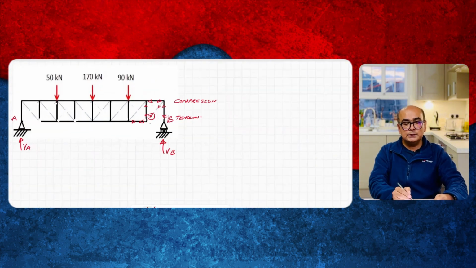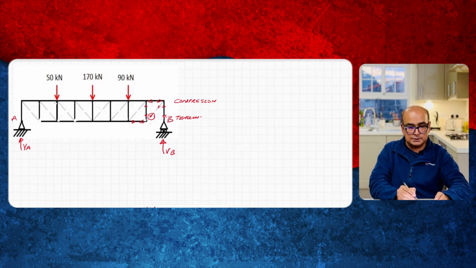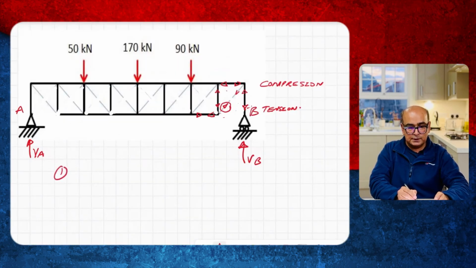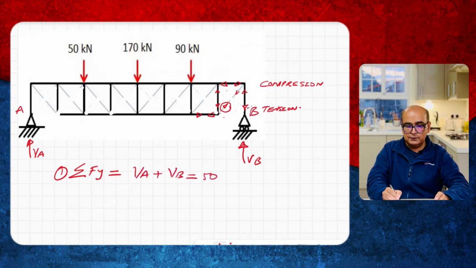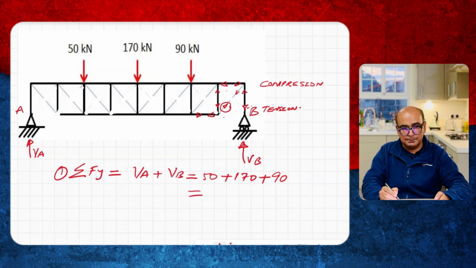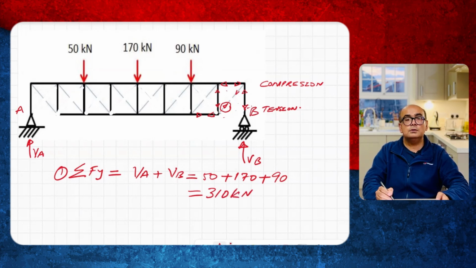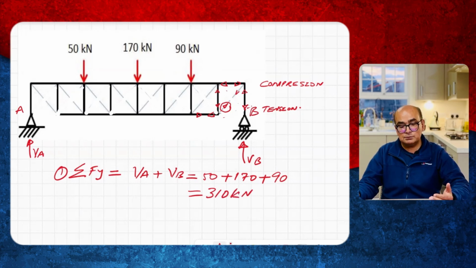So here I will say summation of vertical forces equal to 0 first. So the first thing is summation of Fy equal to 0. We have Va plus Vb, that is equal to 50 plus 170 plus 90, and if I sum this up, it will give me 310 kilonewton. That is summation of all loads here. Summation of horizontal forces, we don't have any horizontal forces at all here.